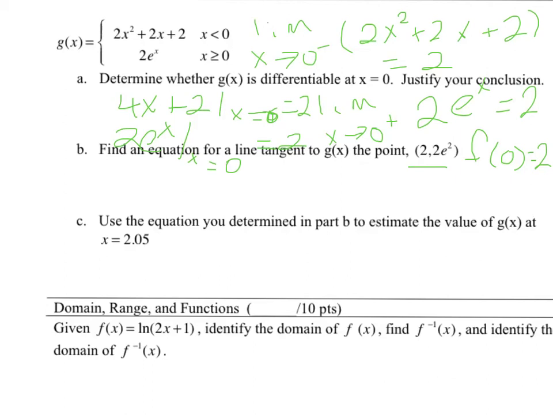Find the derivative. Sure, we got to find the derivative at 2. So f, or g in this case, prime of 2. Which function am I going to use? The 2x squared one or the 2e to the x one?